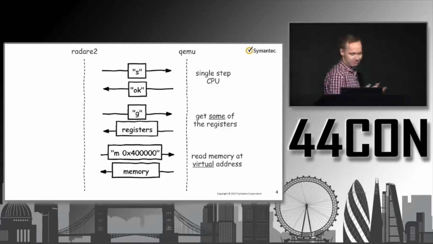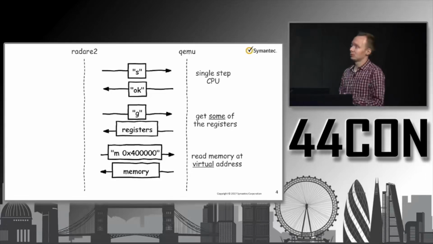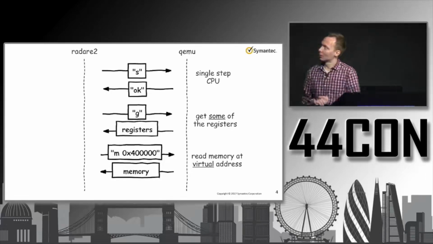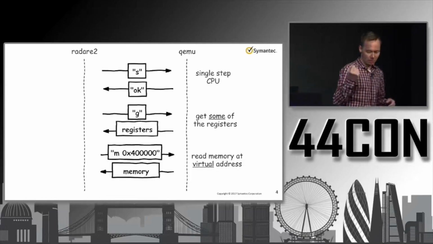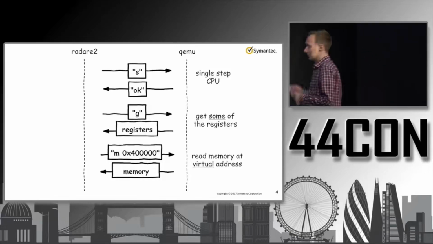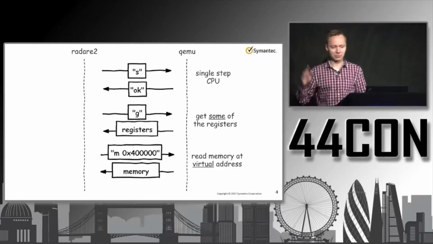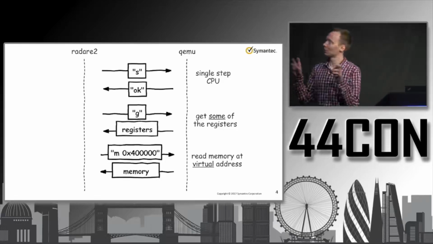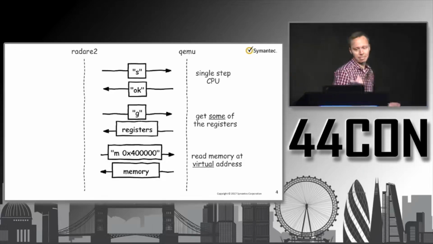Basically, it's a serial thingy. So radare2 will be the GDB client in this case. QEMU will act as the server. And QEMU already has this functionality built into it that it can expose something called a GDB stub, which basically speaks this protocol. And it's quite straightforward. If you want to single step the CPU, you send it just a lowercase ASCII s, and you get an OK back or an error message.